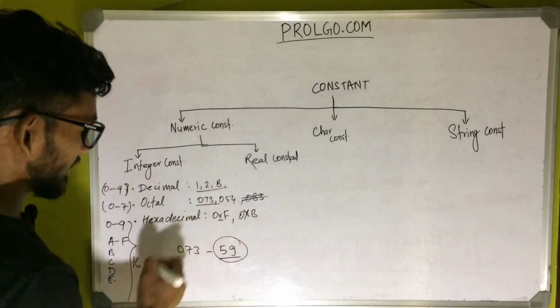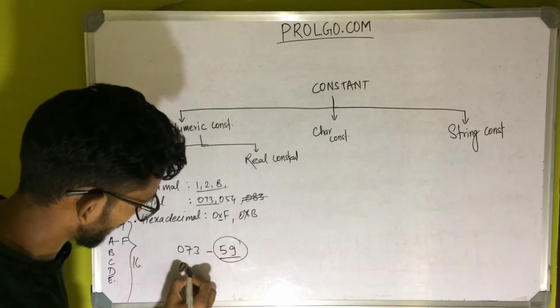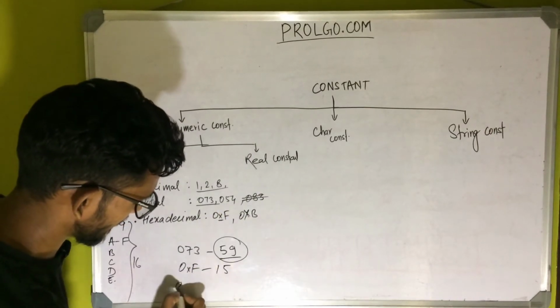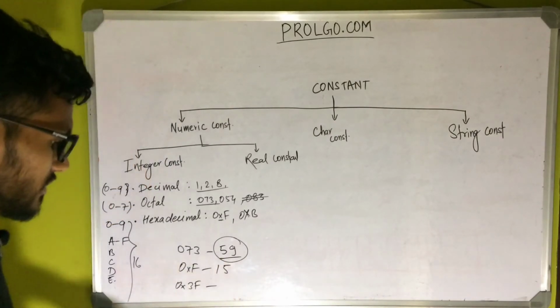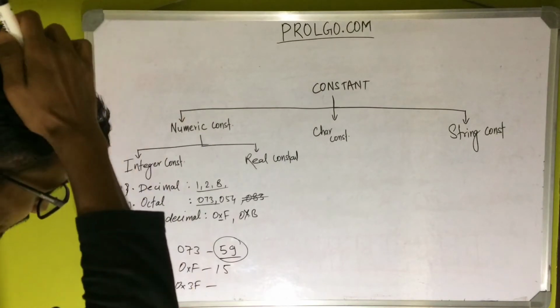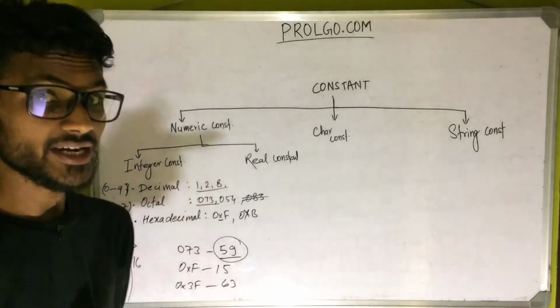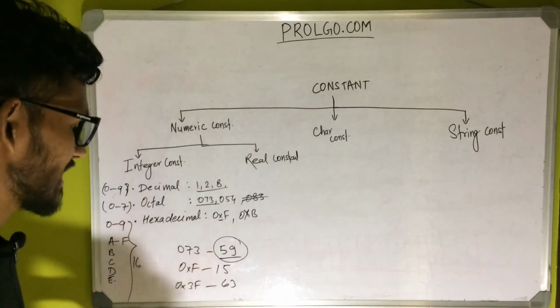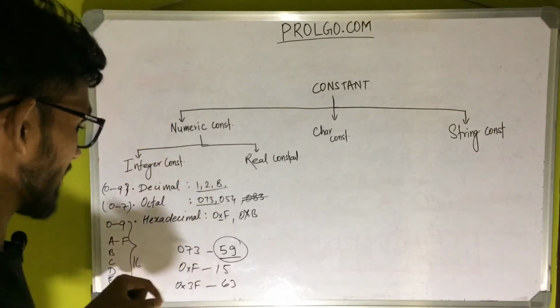And again, in the same way, if you are taking 0xf, this is clear, this is 15. And if we are taking 0x3f, this will be 16 into 3, 48, plus 15, 63. The calculation might be wrong, so don't blame me if I am wrong. It sometimes happens, but you only have to get the concept I am telling you.